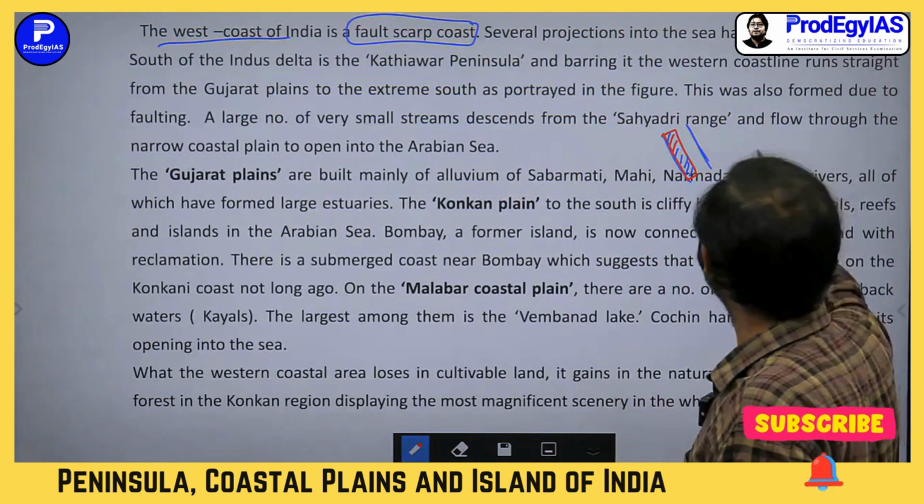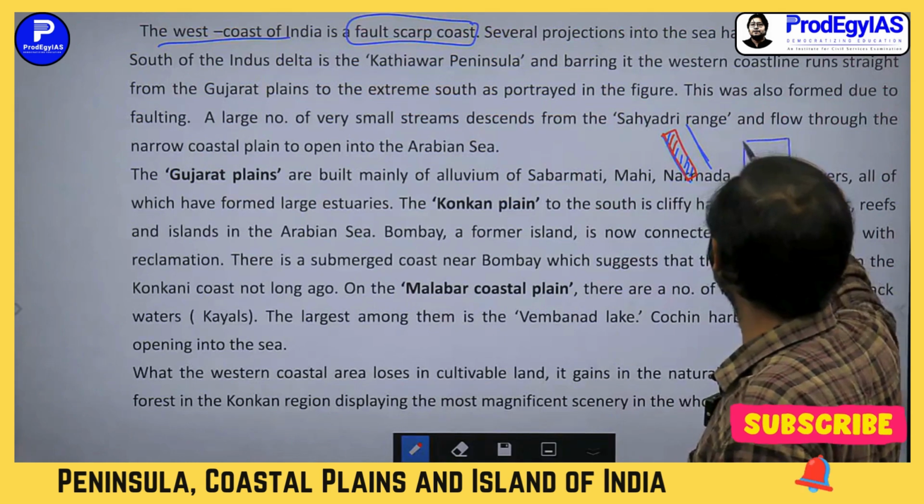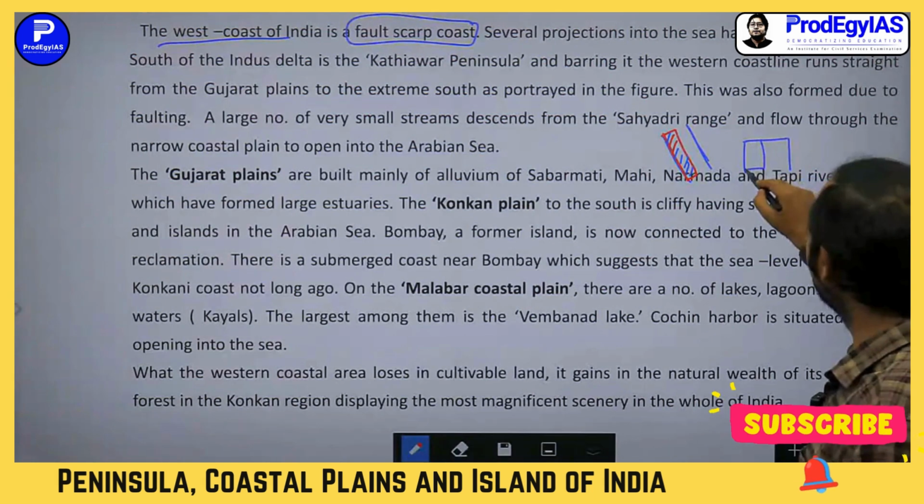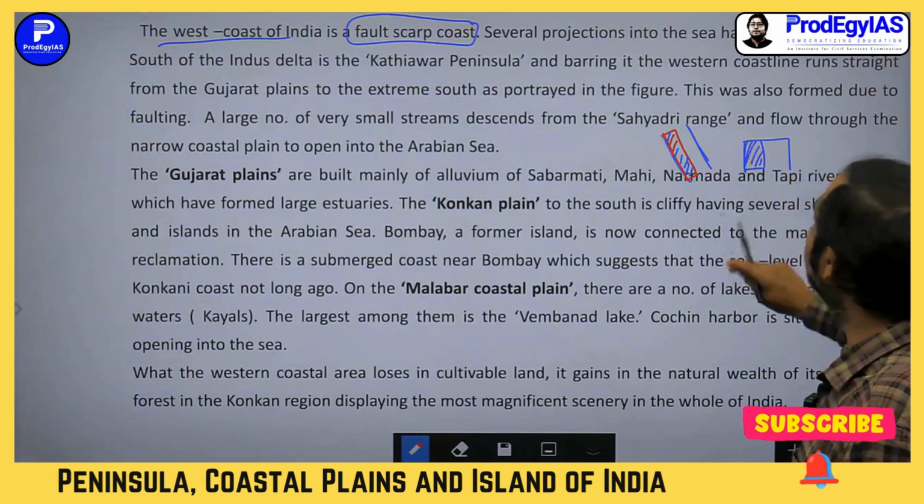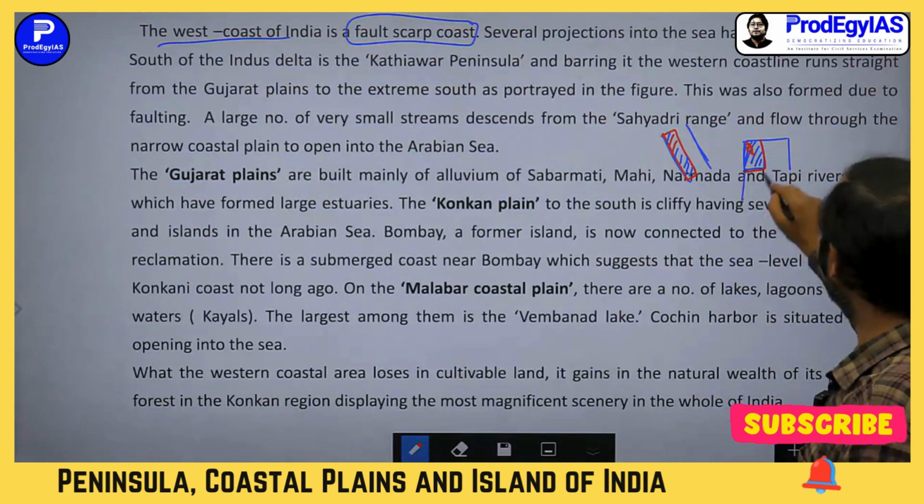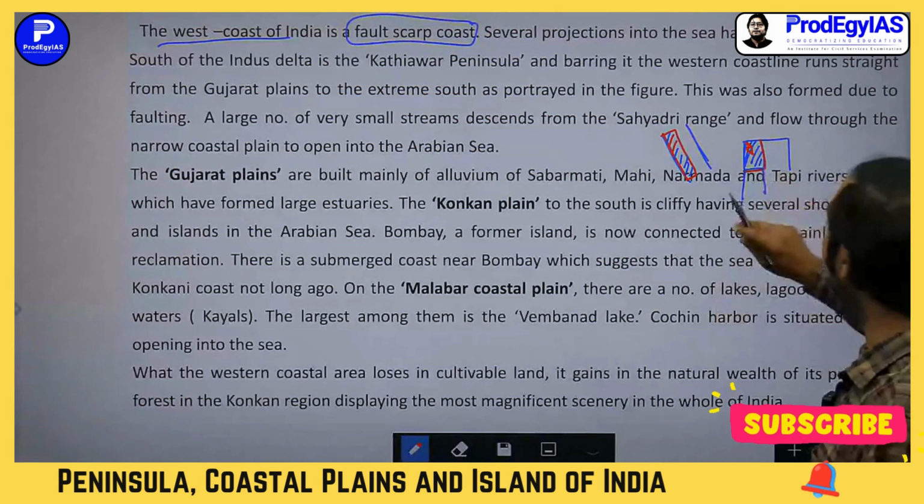Means you can take it like this. Like this was the whole Western Ghats. Okay. This much part has become submerged. Means that this part has gone down like this. Okay. So what happened?